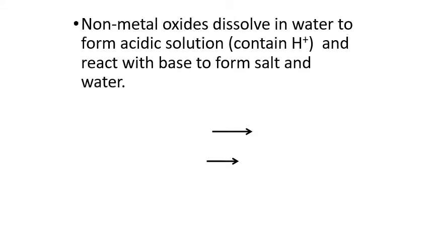Last part, non-metal oxides always show acidic properties. Same case as well, we have two types of equation. Either dissolve them in water, so if it is an acidic solution, it will produce H+, like what we learned in chapter 1. Or acid also will react with base to form salt and water.